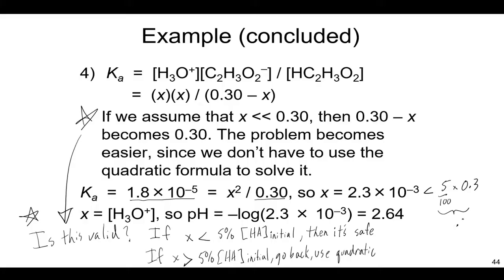Sorry, 0.015. And yes, 0.0023, 2.3 times 10 to the negative 3, is indeed less than 5% of my initial acid concentration. So yes, this was safe to do. I can trust this pH value is close enough for our work here.